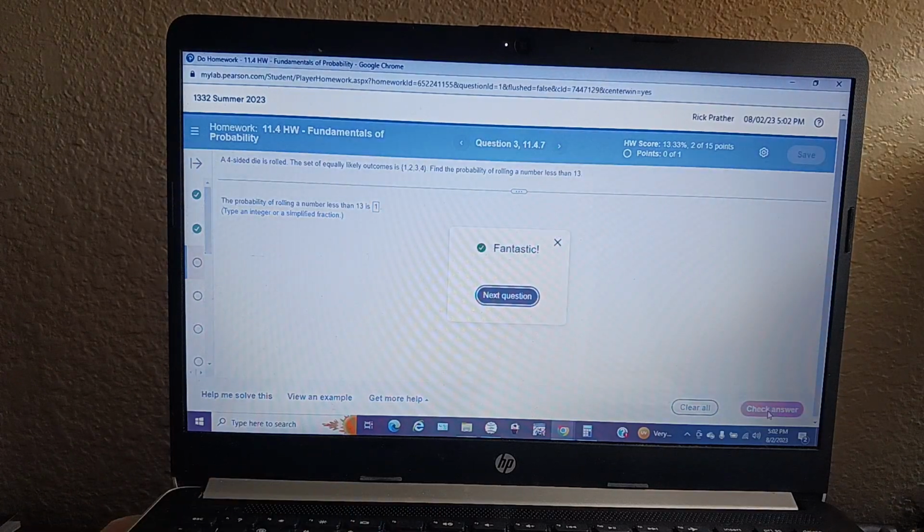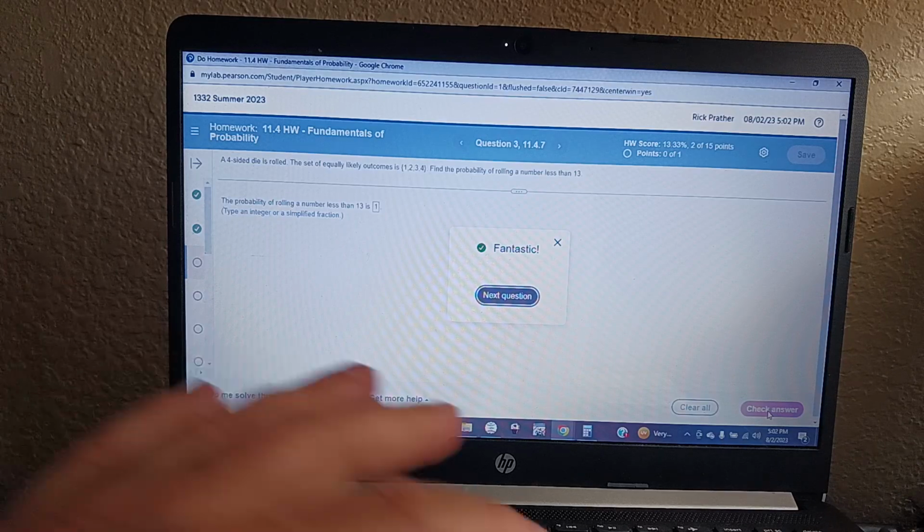If they would have said, find the probability of rolling greater than 13, then the answer would have been 0 out of 4, which is 0, because none of these numbers are greater than 13. You wouldn't be able to get any of them.